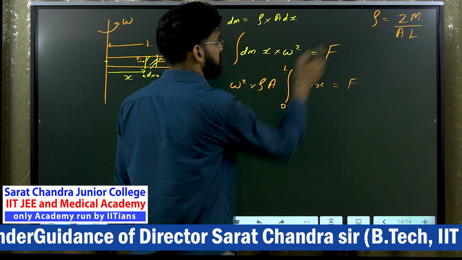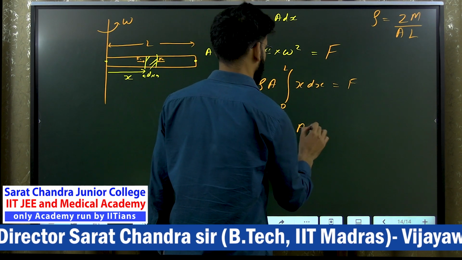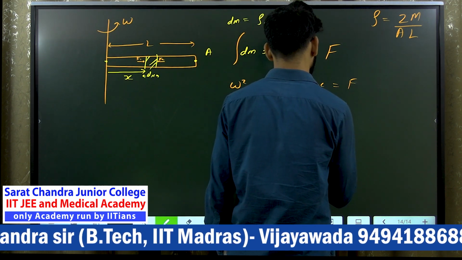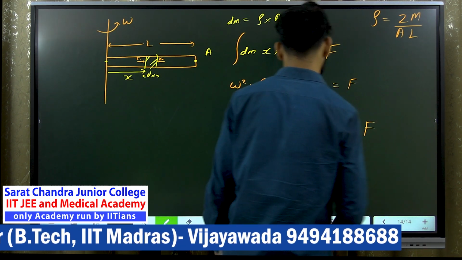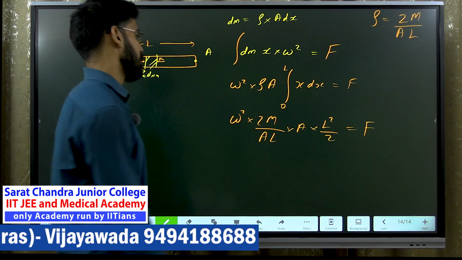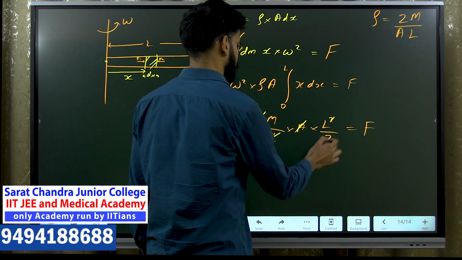Omega square, density value you put 2m by A into L into A, and x dx, x square by 2 means L square by 2. Okay, L square by 2 is equal to F. This is what the value is. So now from here area got cancelled out, one L got cancelled out, one 2 got cancelled out.